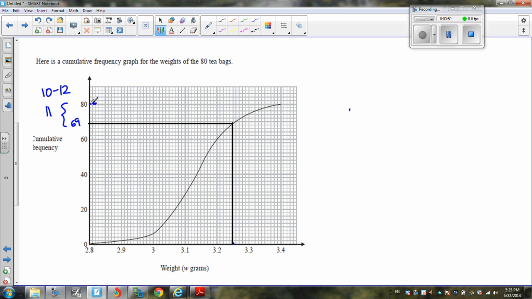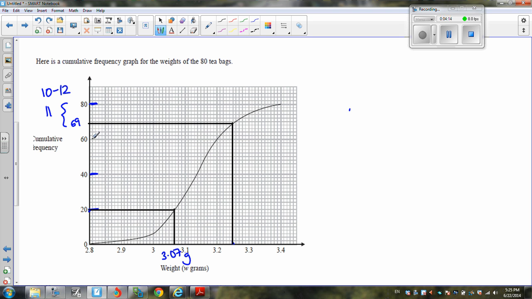Okay, the interquartile range is the difference between the lower quartile and the upper quartile. Now, there are 80 tea bags here. The median would be here at 40. The lower quartile is at a quarter of 80, which is here. Again, I'm going to put in a line that goes across, and then it's going to go down from there. So actually my lower quartile is about 3.07 grams.